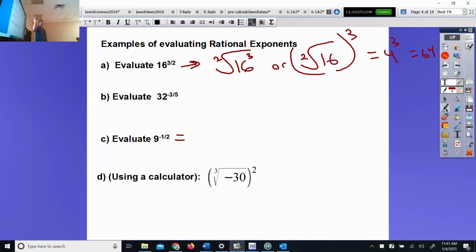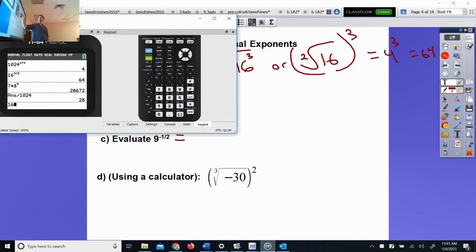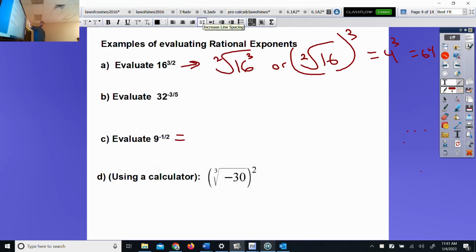By the way, the calculator would agree with us. 16 to the 3 over 2, 64. Now, the reason I talk about doing some things by hand is because if I was solving for x, as soon as I saw that square root symbol, I would remember plus or minus. I might not necessarily remember that when I'm dealing with exponents. That's kind of why I mention it.